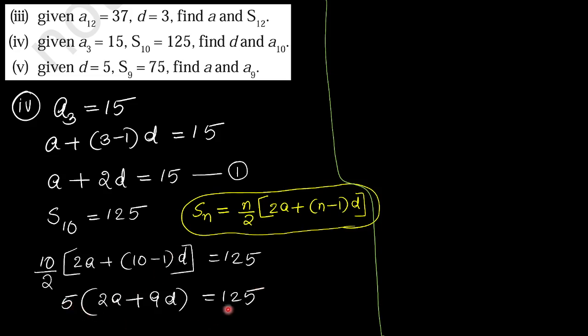Now this 5 goes to the other side. 2a plus 9d equals 125 by 5. 125 by 5 will be 25. Is it correct? Yes, correct. I got the second equation. Please go through all these steps. If you are 100% clear, then raise your hand.